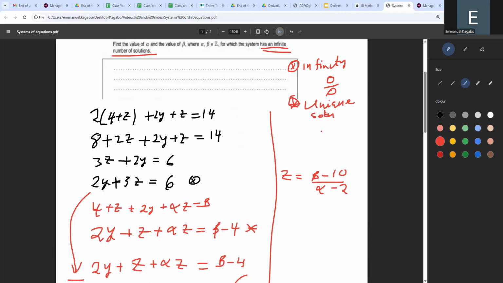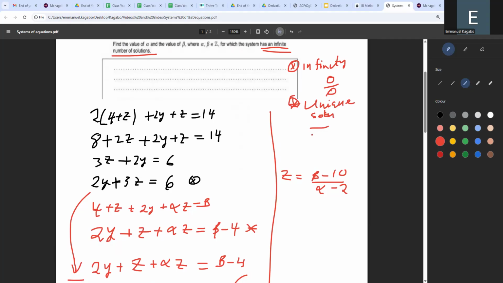Okay, for a unique solution, the denominator, this one I'm just using as an example, should not be equal to 0. Okay, it should not give you 0. The denominator should not be 0. Now, that is infinite solution, unique solution, and no solution.